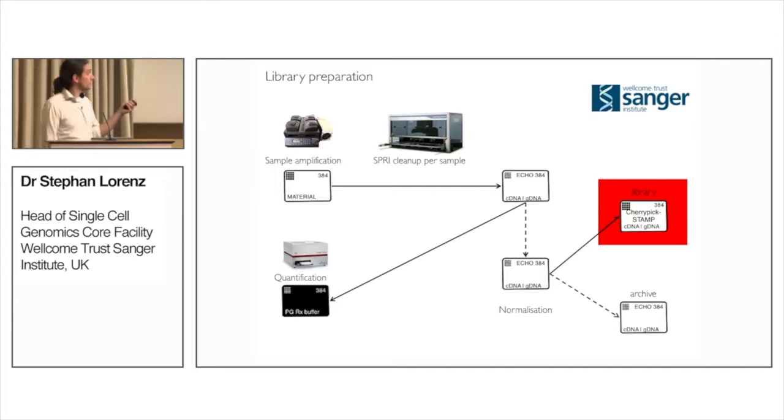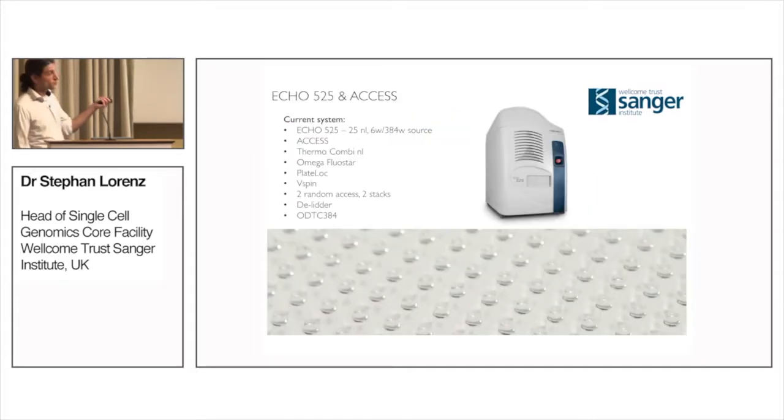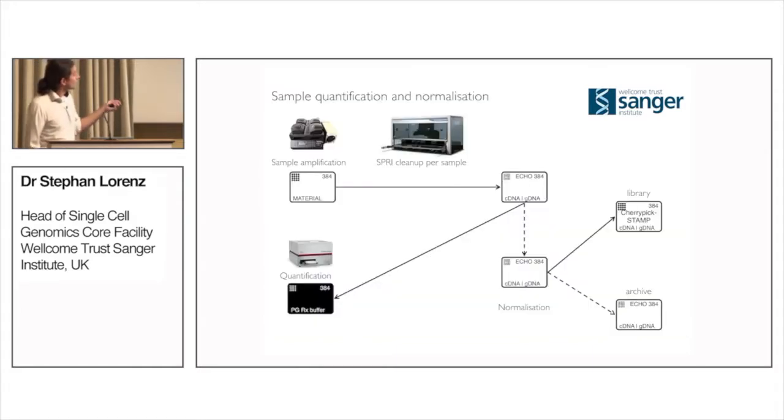Now, the next step for us before we go into library preparation is that we want to quantify the cDNA content or genomic DNA content of every sample that we feed into this. And this is now where the Echo comes into play, which is the central instrument in our library construction pipeline. So most of you probably have seen one. We have an Echo 525 integrated via the Access system with a CombiNL bulk dispenser, a Fluostar plate reader, a plate lock, a centrifuge, a D-litter, and an on-deck thermocycler for straightforward plates. And the next step now I'm going to talk about is how we read and normalize samples on this system.